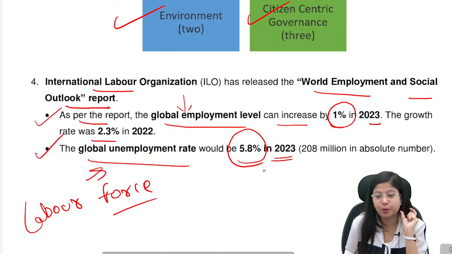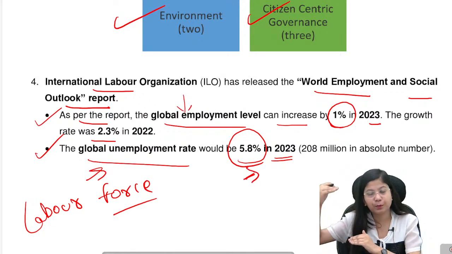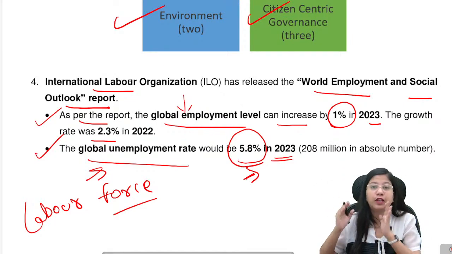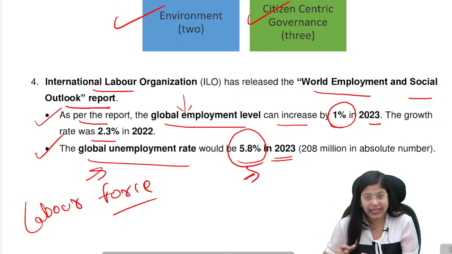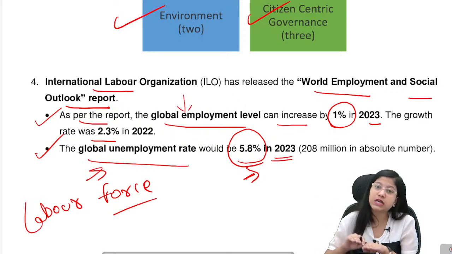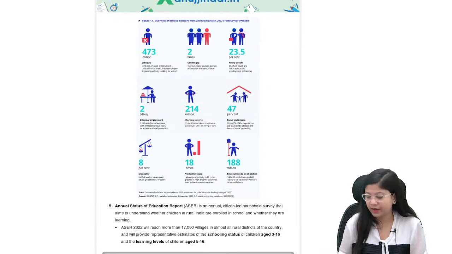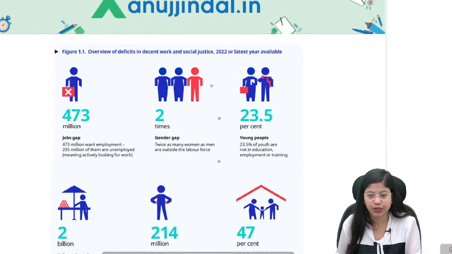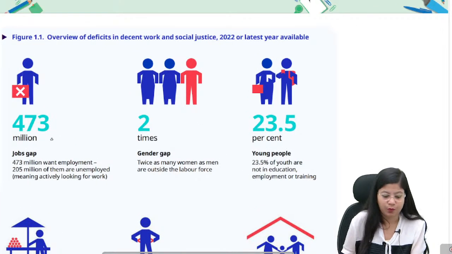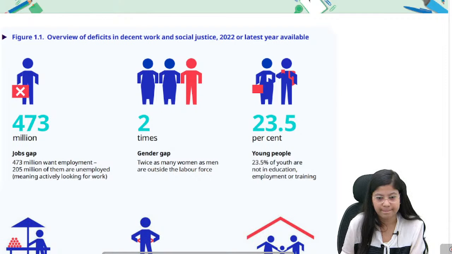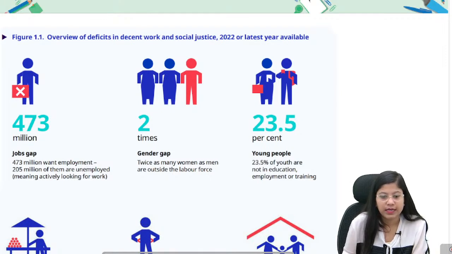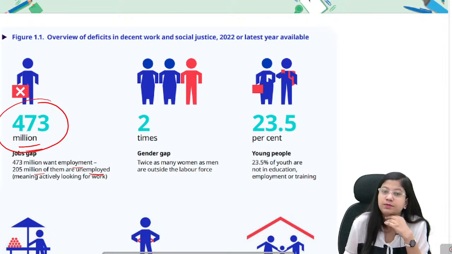would stand at 5.8%. So although the level of employment will increase, in 2023 there will be 5.8% of the people in the labor force who would remain unemployed. These are two different statements and not contradictory. I hope this is clear. And now this page is showing you different pictures. For example, 473 million is the job gap. This means that 473 million people want employment, and 205 million of them are unemployed. So that is the meaning of job gap.